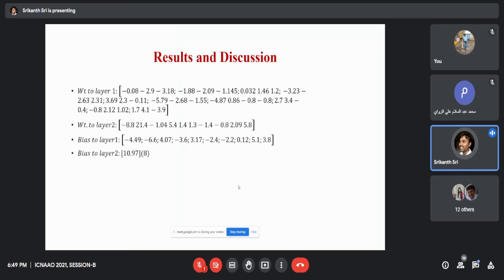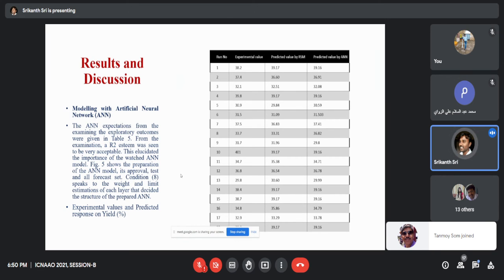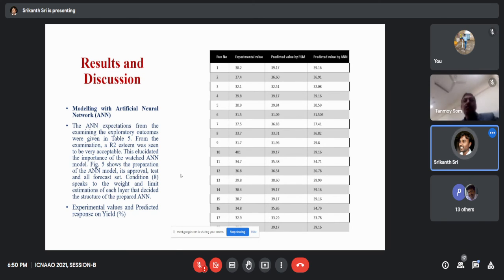In the ANN method, we have taken two layers: the first layer is for the optimization process, and the second layer is for the bias. For modeling with the artificial neural network, the expectations from the examined exploratory outcomes were taken in this table, like experimental value, predicted value by the RSM, and predicted value by the ANN. The experimental values and predicted values respond on the yield percentile. So if the experimental value is 38.2, the predicted value by the RSM would be 39.17, and the predicted value by ANN would be 39.16. These are a few samples that were calculated based on the expression before.